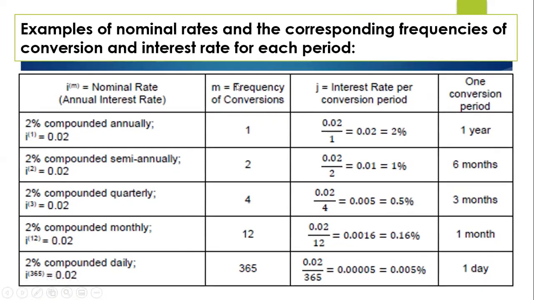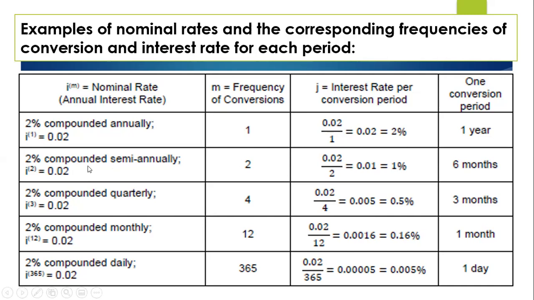Okay, so for example, sabi, 2% compounded annually. I raised to 1 lang yan kasi annually eh. So, hindi mo naman hinati sa ilang beses yung isang taon. So, I raised to 1 pa rin, 0.02. Number of or frequency of conversions M is 1. Pag annually, 1. Okay, so yung J, yun yung kinompute natin katulad ng computation kanina. 0.02 over 1 over M is 0.02 pa rin or 2%.